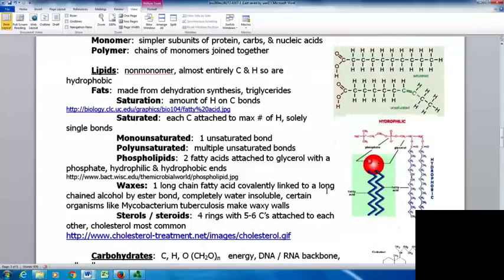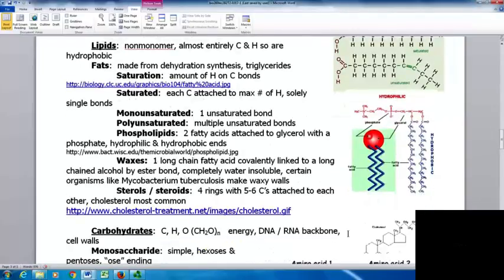Your phospholipids, these are two fatty acids that are going to be attached to a glycerol with a phosphate, and they'll have both hydrophilic and hydrophobic ends. This is our example here of a phospholipid. This represents your fatty acid tails and your phosphate head. This is more of the molecular structure. So phospholipids, we see these in cell membranes.